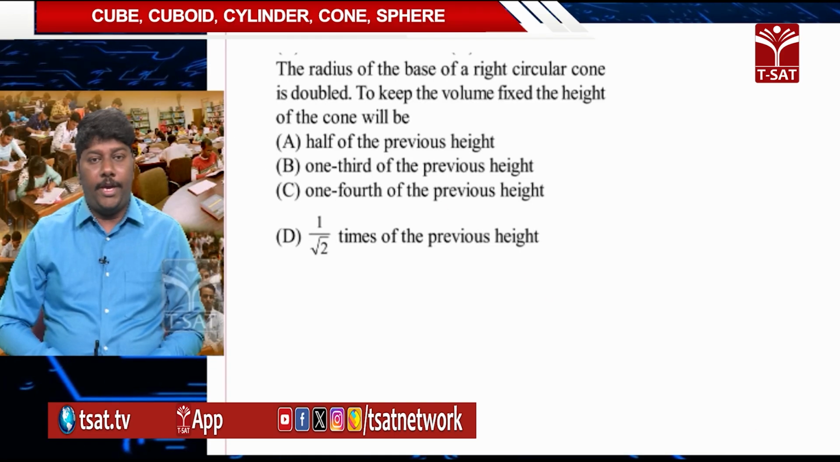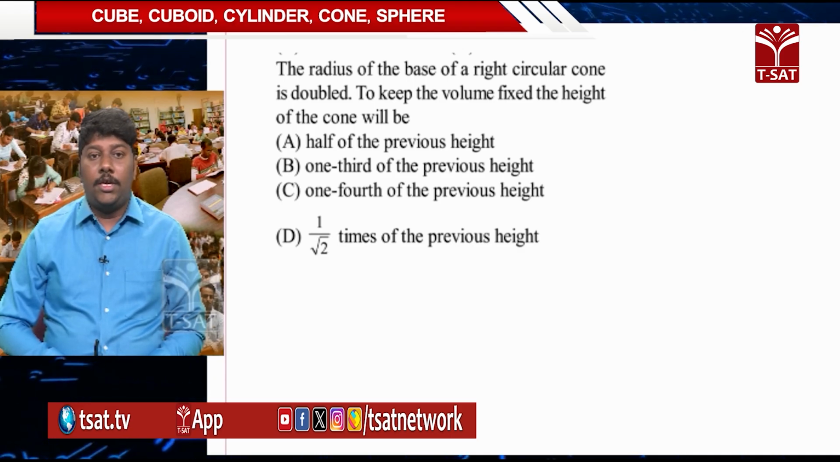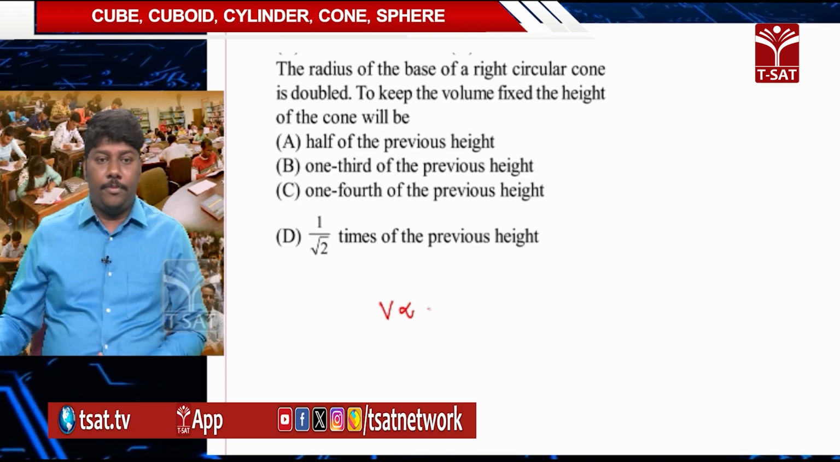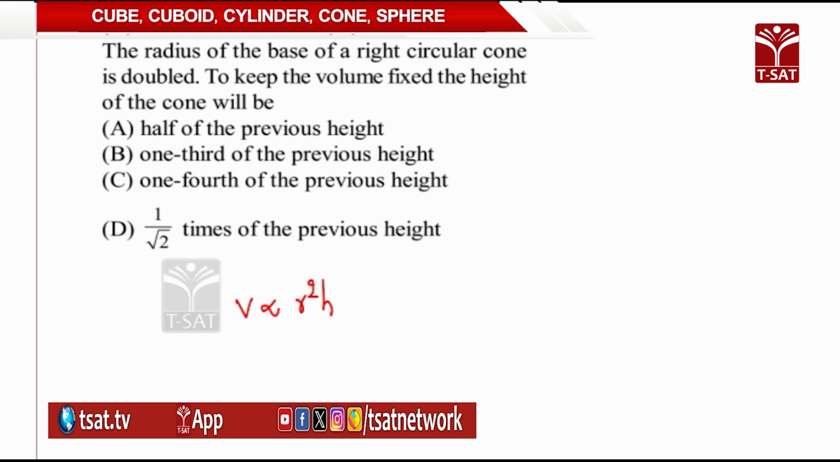Next, the radius of the base of a right circular cone is doubled. So radius is doubled. To keep the volume fixed, the height of the cone will be, see, for cone volume is directly related to square of radius and height. If radius is doubled, double means 4 times. Height must become 1 by 4, because doubled means 2 times, 2 times whole square is 4 times. So in order to make the volume same, you have to make the height 1 by 4th of height.